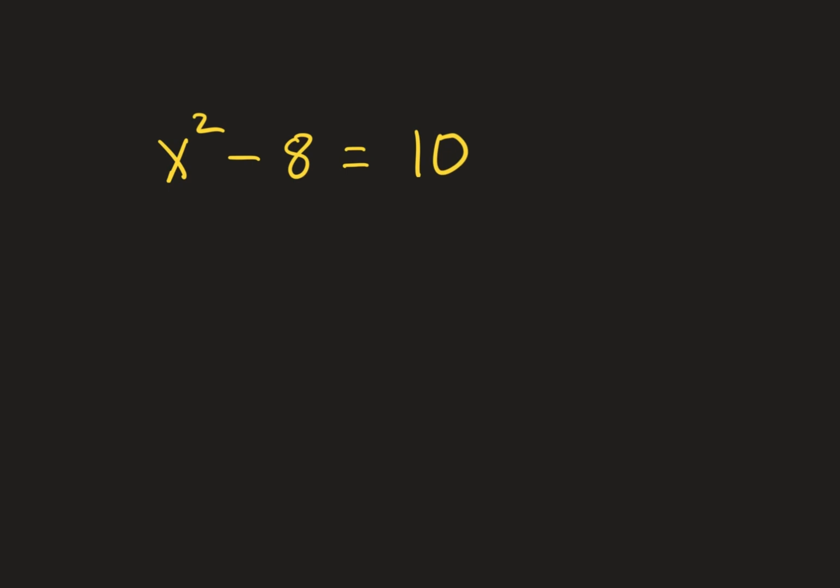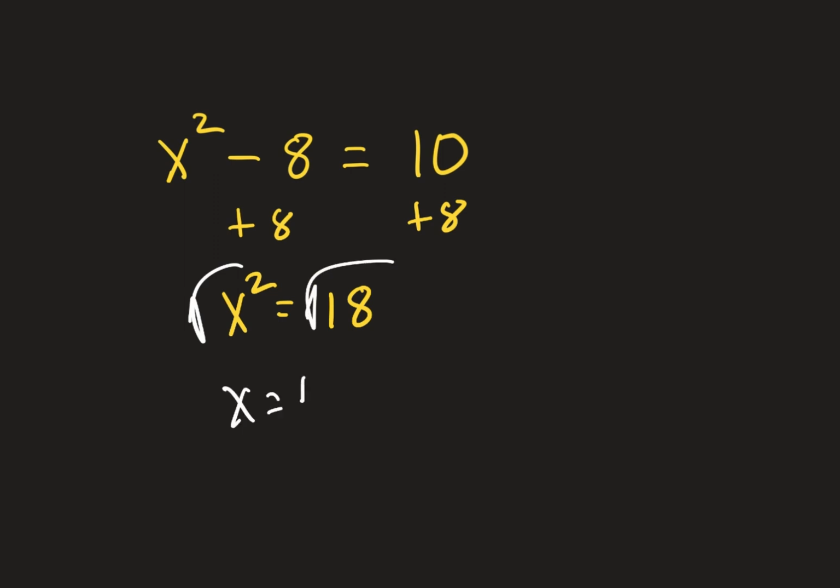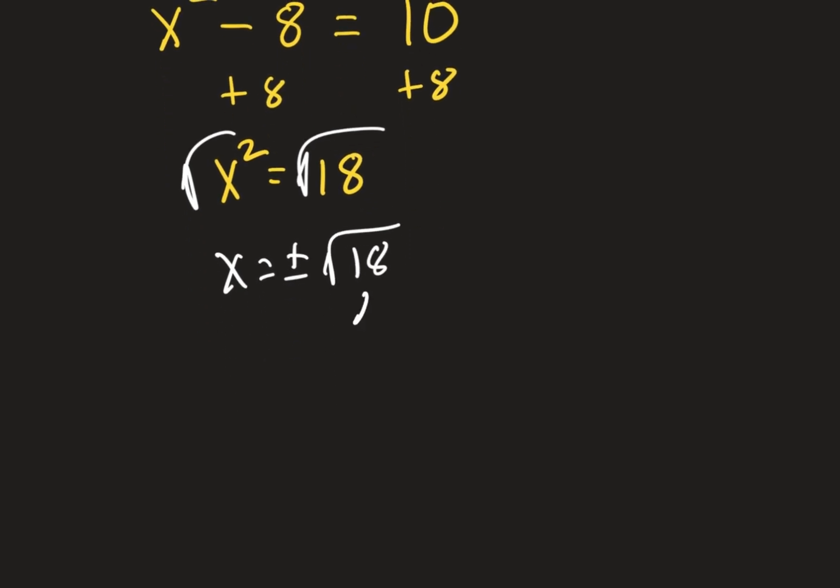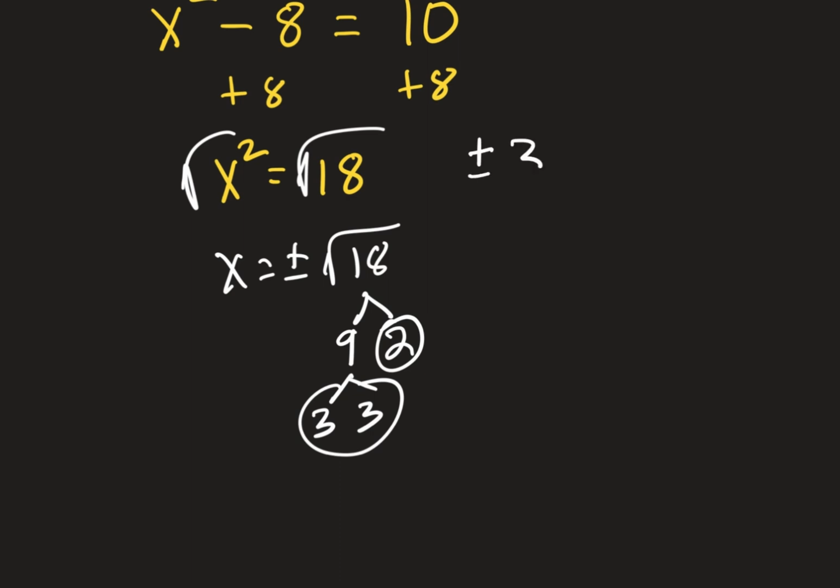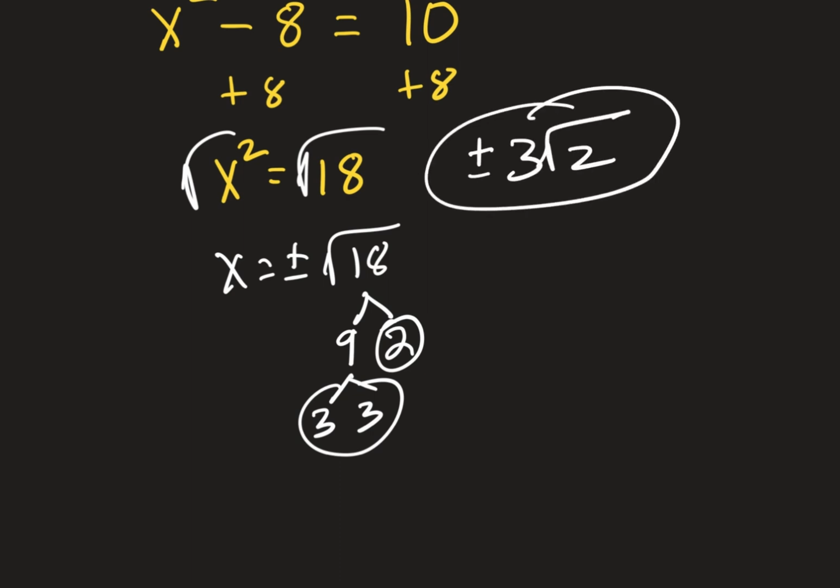What do I do? What's first? Add 8. So we get x squared equals 18. Take the square root of both sides. x equals plus or minus the square root of 18. 18 is 9 times 2. 3 times 3. So plus or minus 3 radical 2. How do we do? Any questions with that type?